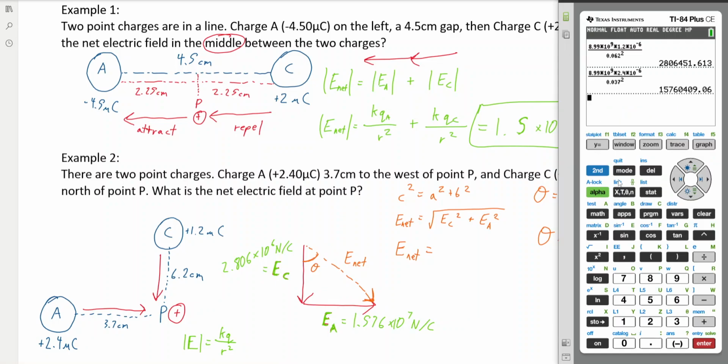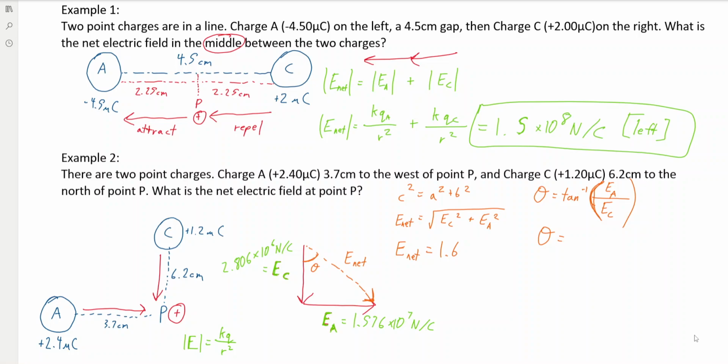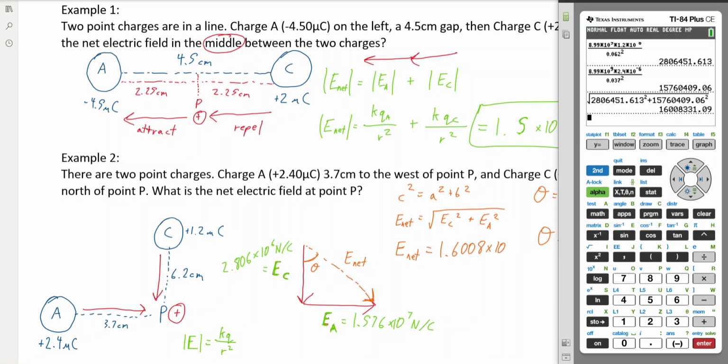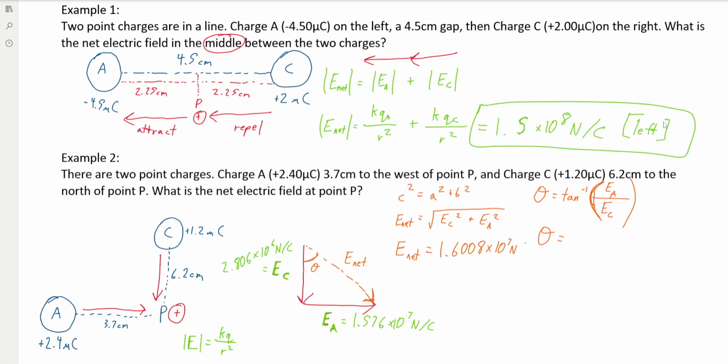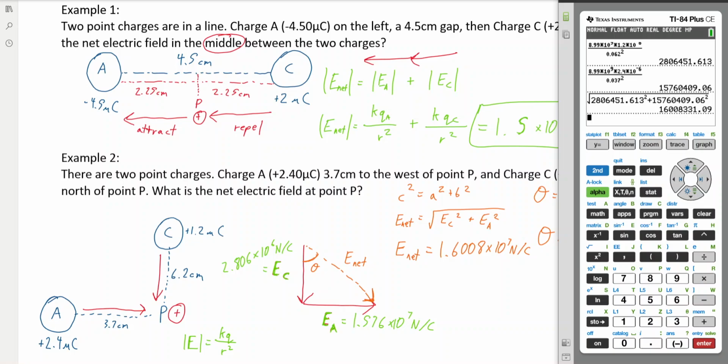So let's do the first one, the Pythagoras version, to find the E net. So we're going to take the first one, square it, plus, this is going to be a very big number. So we get 1.6008 times 10 to the, I'm going to guess 8, but let's see. 1, 2, 3, 4, 5, 6, 7. Nope, times 10 to the 7 newtons per coulomb.